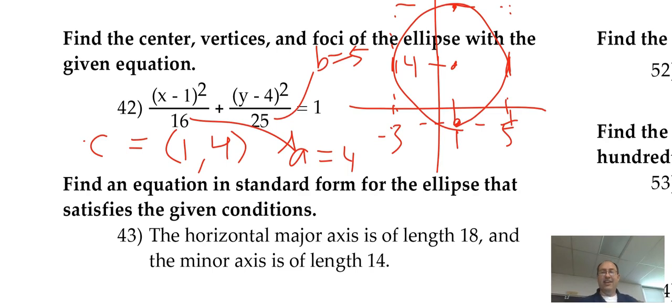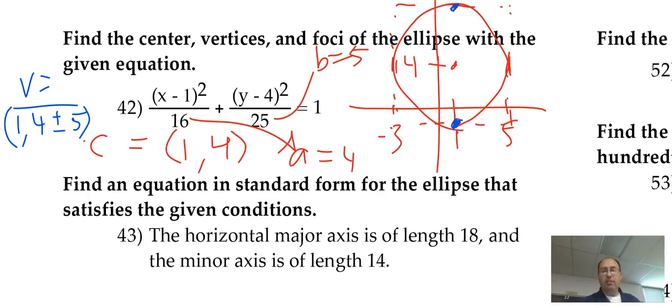All right. So vertices. Where do we find vertices on an ellipse? The ends of the major axis, which in this case would be the vertical. So vertices for this would be 1, comma, what? Oh, you're saying that the y value is 4 plus or minus 5. Okay, I got you there. So, obviously, 1, 9 and 1, negative 1.